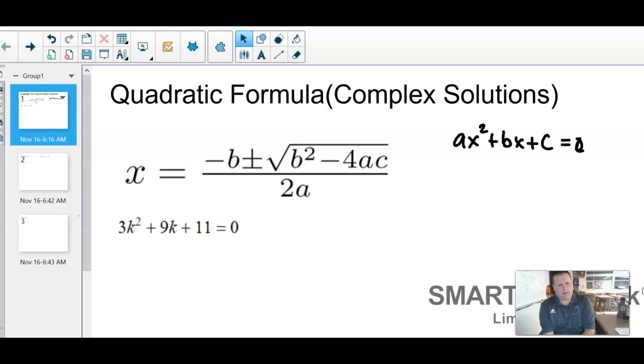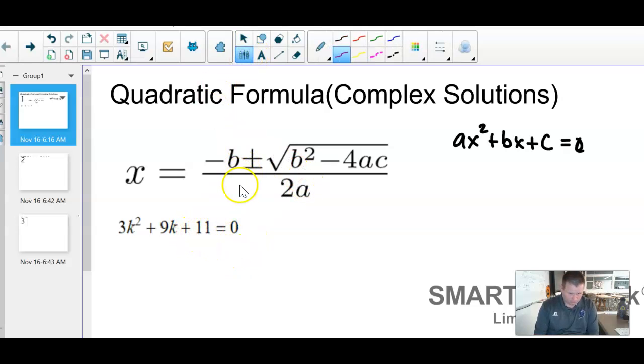All right, so this is a video on quadratic formula with complex solutions. If you haven't watched the real solutions one, I would go and do that one first, and then do this one second. But the format's gonna be pretty similar, just how we write our answer. The answers are gonna be a little bit different.